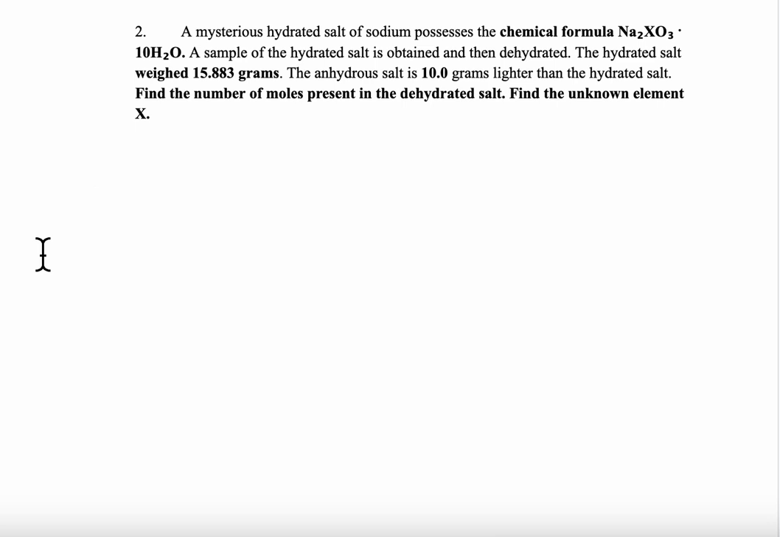So when the salt was hydrated, it weighed 15.883 grams before dehydration. So that's essentially the mass of a certain number of moles of the substance itself, plus the mass of a certain number of moles of water that's trapped within the substance. So essentially this is the total mass, 15.883 grams.